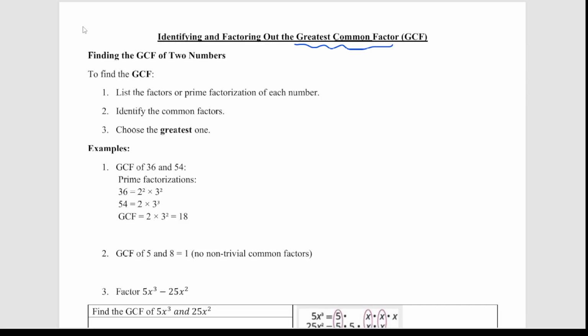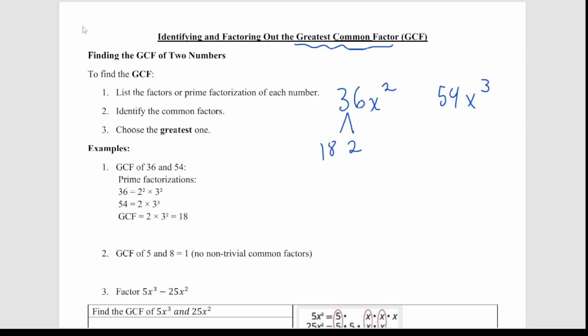So if, for example, you want the greatest common factor between, let's say, 36x squared and 54x cubed. For the coefficients, you're going to want to factorize them and then figure out the greatest term that's common between the two. And what do I mean by that?